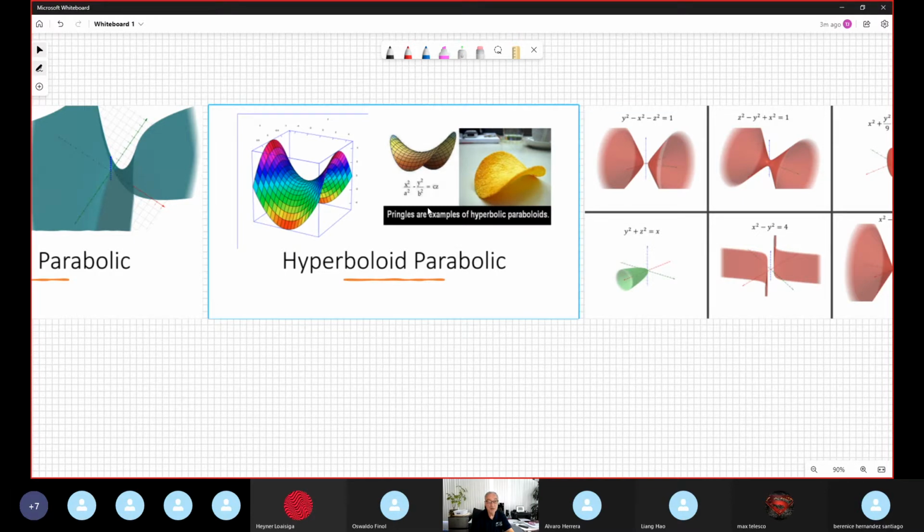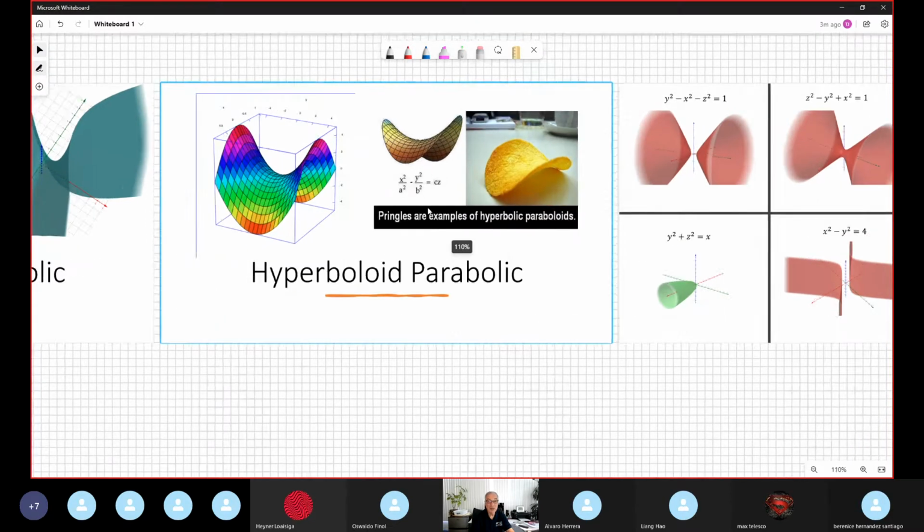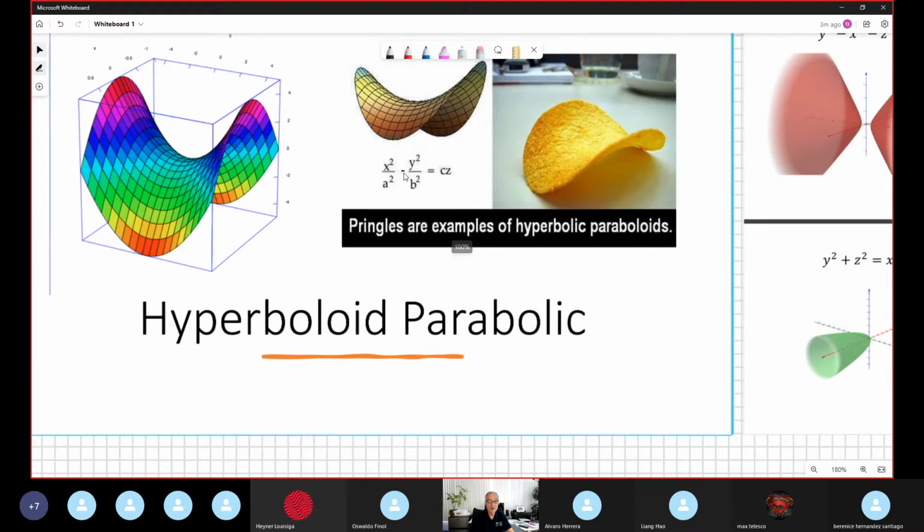It is similar to the paraboloid, but it's minus. So we have x squared, y squared, maybe. z is linear. Then this is a hyperbolic paraboloid, but along the z-axis. Okay? Along the z-axis. Okay, let's see an example.